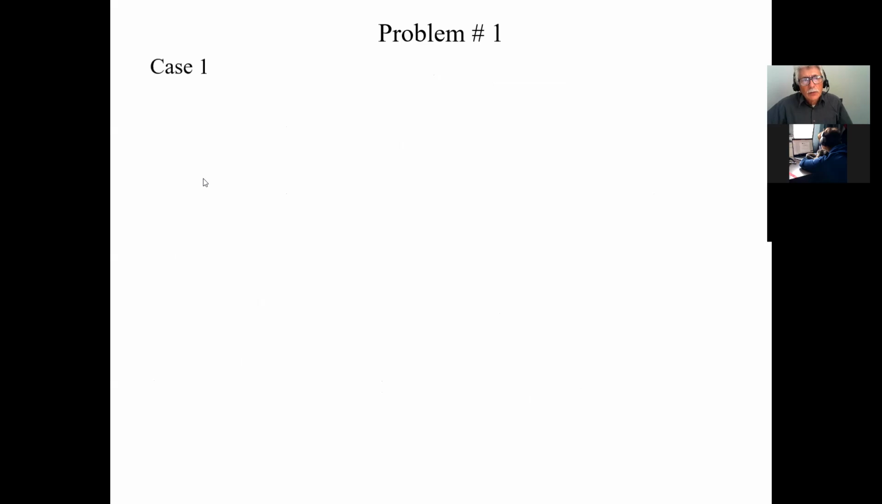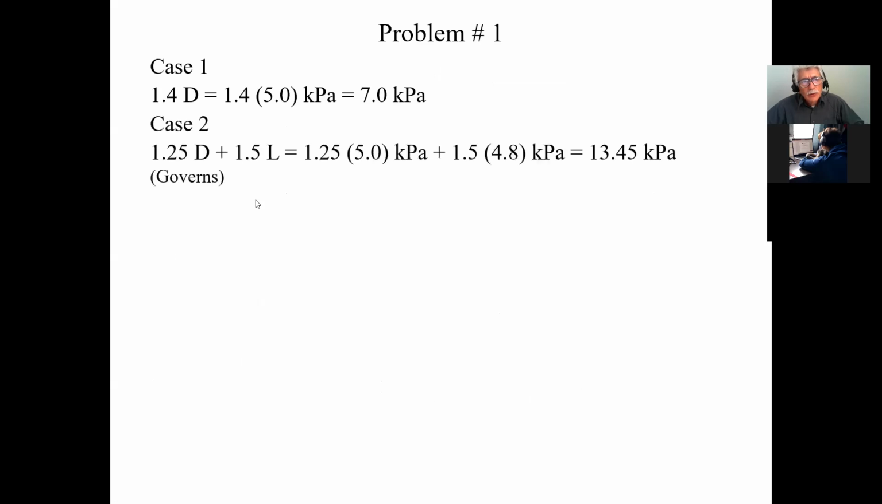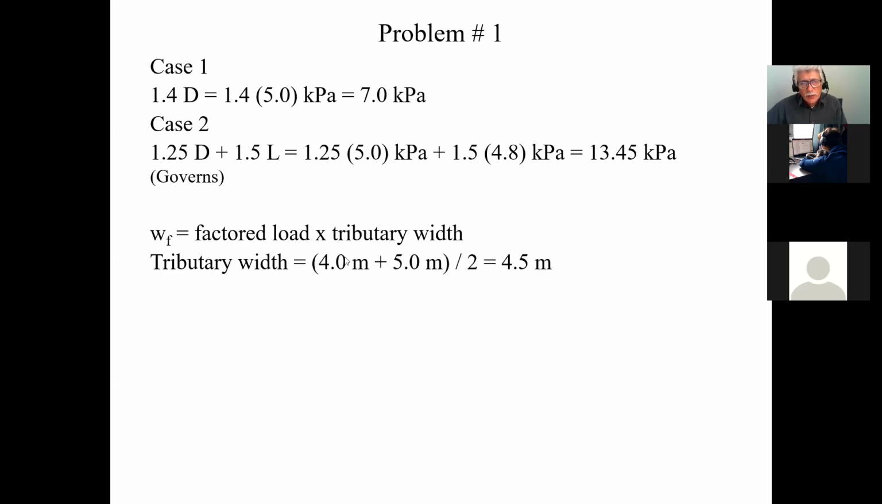Now, of course, we always start by checking combination 1 and combination 2. At this point, combination 2 is the one that will govern. This becomes our design load because we factor them. This will become the one that we're going to be designing our beam with, or sizing the beam. That's what we mean by design in structures. Now, what is WF? WF is your factored load here, multiplied by your tributary width. Just like I showed you before, for the tributary width, take the distance from whatever you're designing to the adjacent supporting element, and then take the distance to the next supporting element, and then divide by 2, and that will be your tributary width.